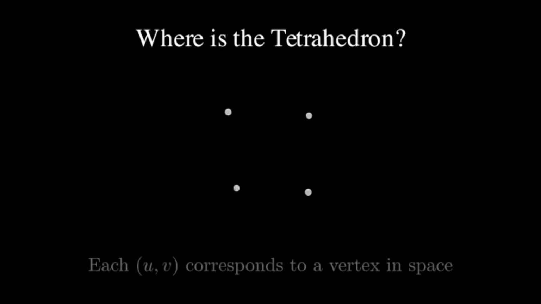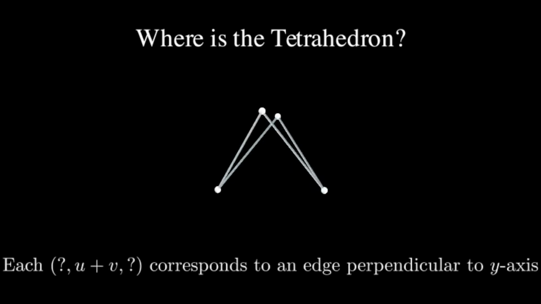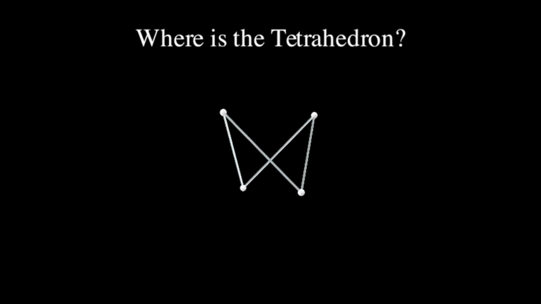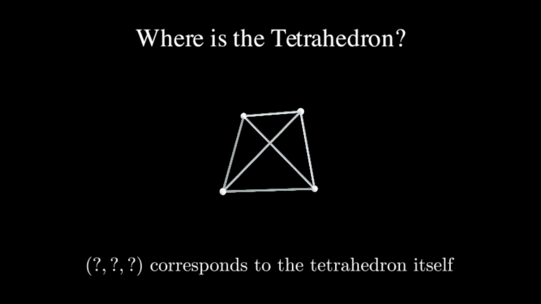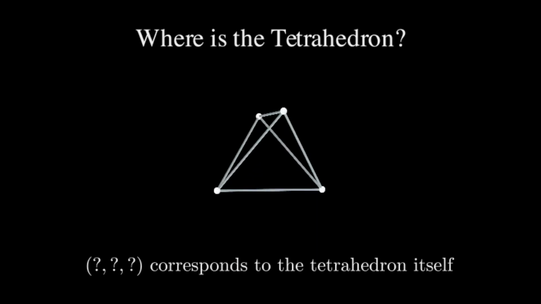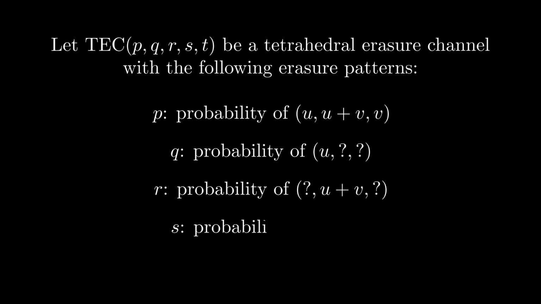So where is the tetrahedron, you ask? Well, here it is. We let TEC PQRST be a tetrahedral erasure channel where each lower letter corresponds to the probability of an erasure pattern.